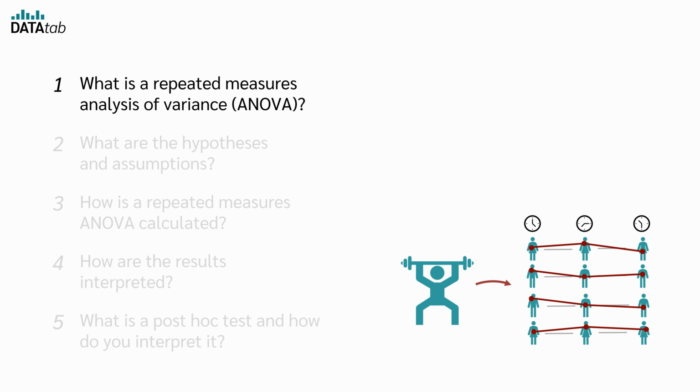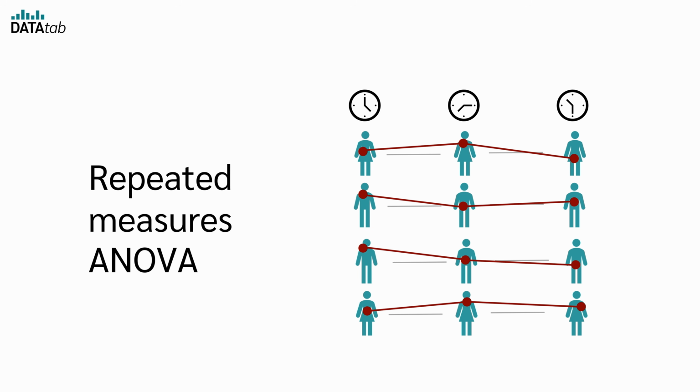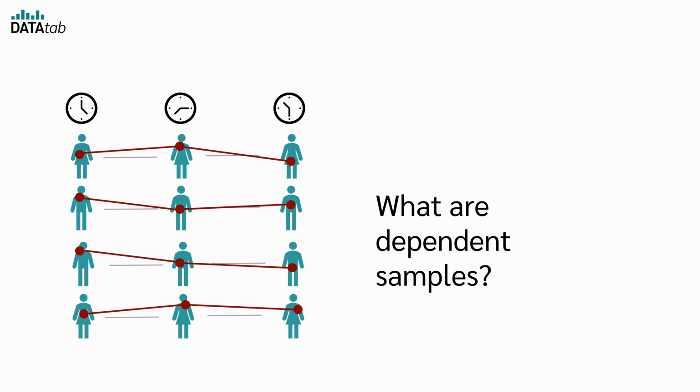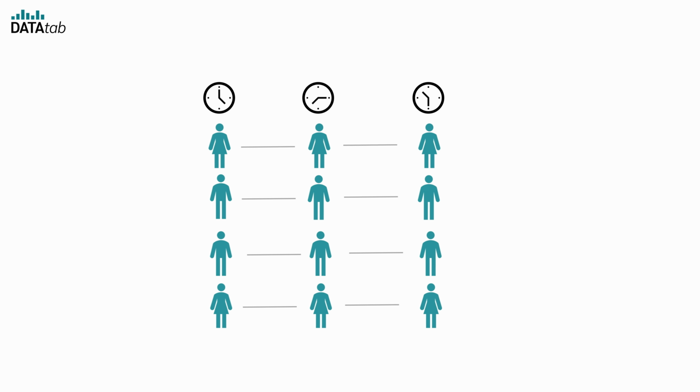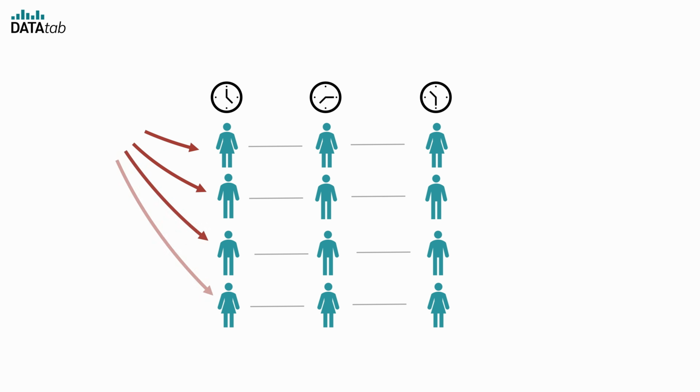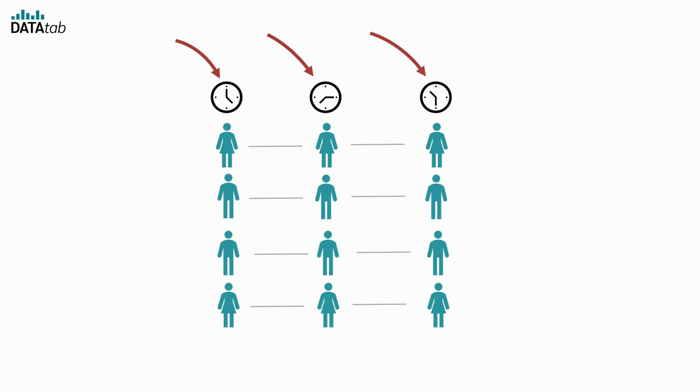What is a repeated measures ANOVA? A repeated measures analysis of variance tests whether there is a statistically significant difference between three or more dependent samples. What are dependent samples? In a dependent sample, the same participants are measured multiple times under different conditions or at different time points. We therefore have several measurements from each person involved.